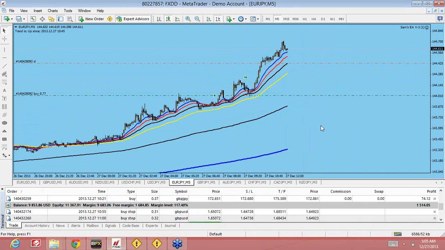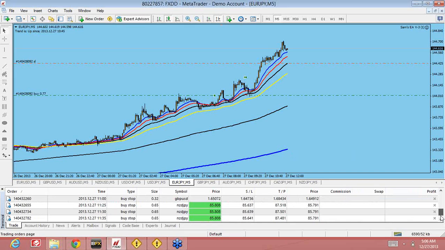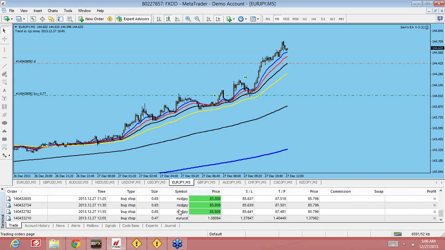How many orders? Okay. This will probably just miss another order here. But anyway, this is it. This has gone to 1500 now. Oh, man. How many pending orders so far? Look at this. I got two pending orders on New Zealand, three orders here, and then Euro USD on FXDD?